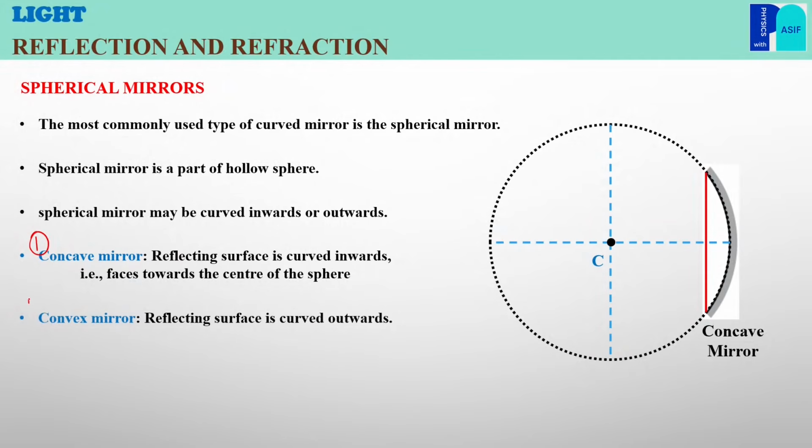The second one is the convex mirror. In the case of a convex mirror, the reflecting surface is curved outward. To understand this, you take one more piece that is shown on the left side of the circle, and the inner face of the piece is coated with silver. Therefore, the outer face will be acting as a reflecting surface, and this reflecting surface is facing away from the center of the sphere. So these are the two types of spherical mirrors possible from a hollow sphere. Next we see all the terms related to spherical mirrors.